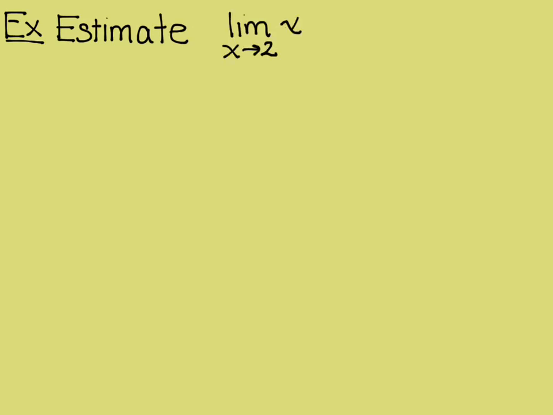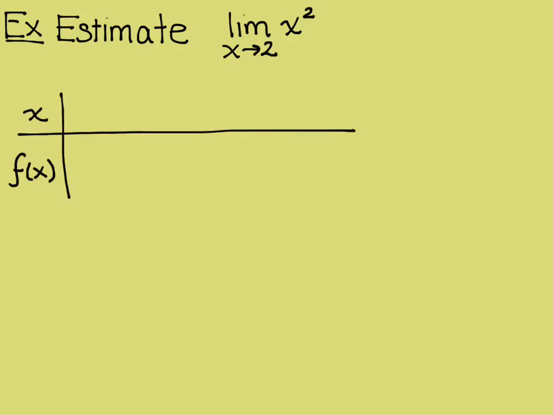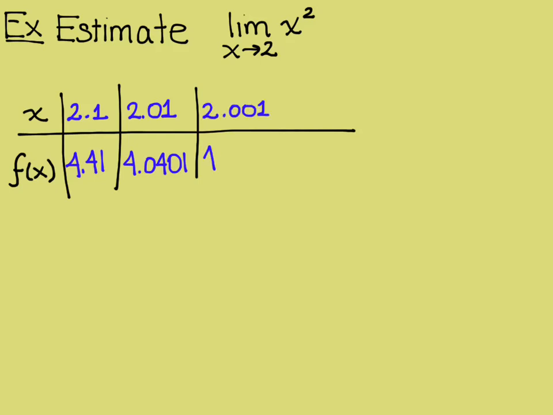Let's look at another example. Let's estimate the limit as x goes to 2 of x squared. Once again, we can create our table, and we want to choose values of x that are getting closer and closer to 2. So let's try 2.1, and for that I plug it into my calculator and I get 4.41. If I try 2.01, which is slightly closer to 2, I end up with 4.0401. And if I try 2.001, which is even closer to 2, I get 4.004001.